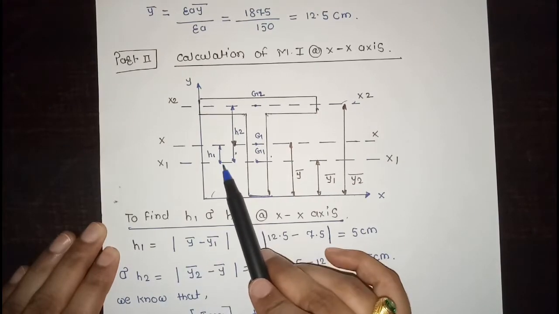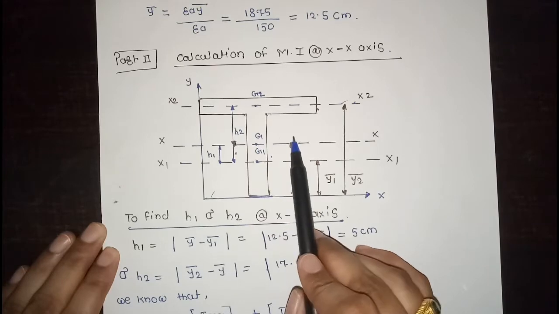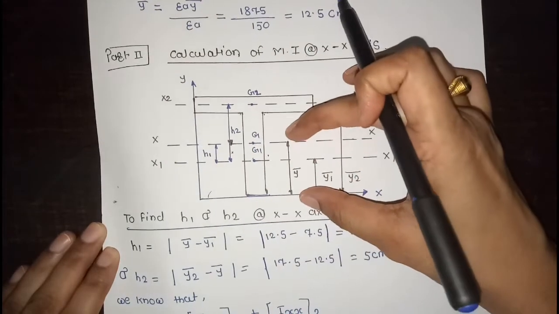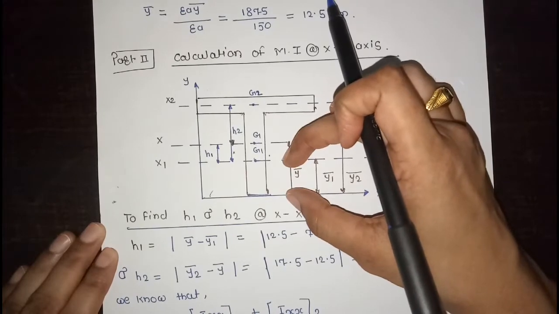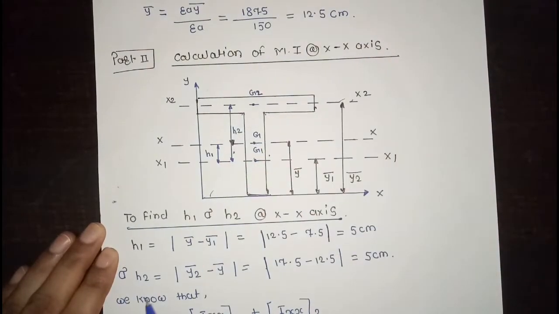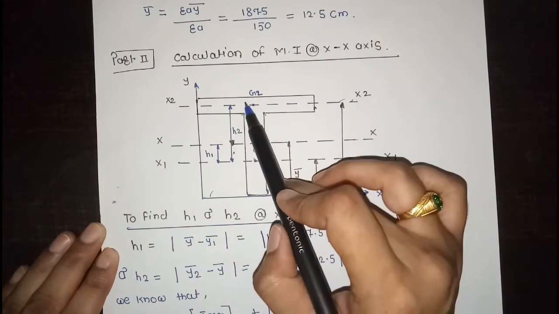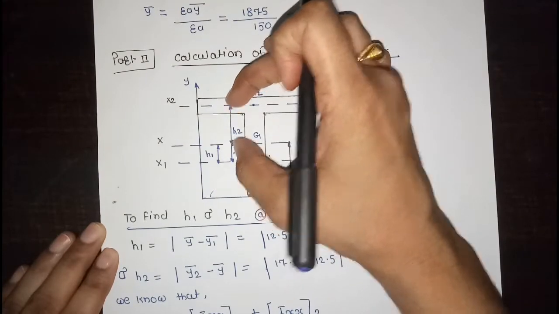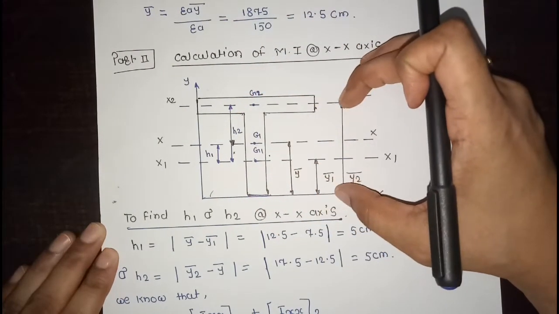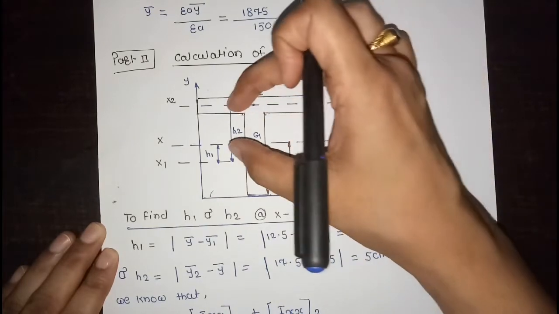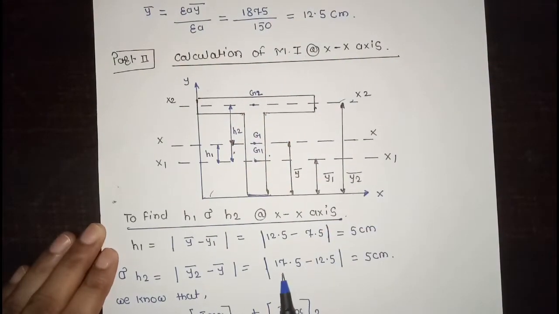See here, we have to find H1. This total Y bar minus Y1 bar gives H1. Similarly, H2 is equal to Y2 bar minus Y bar. We have to calculate this distance. So Y2 bar minus Y bar gives H2. Putting the values of Y bar and Y1 bar, 17.5 minus 12.5, we get 5 centimeter. Putting the values of Y2 bar and Y bar, we get 5 centimeter.